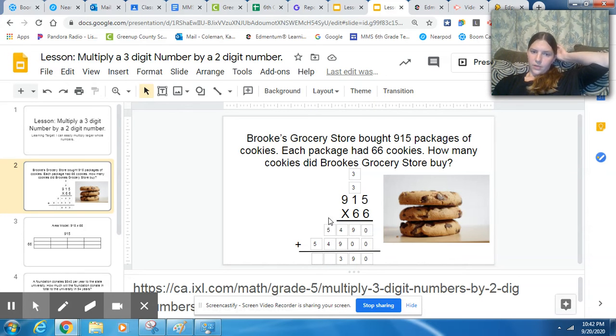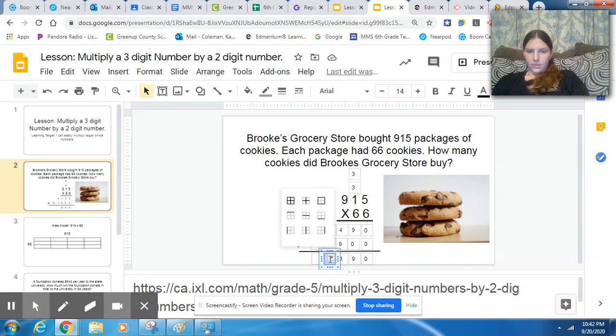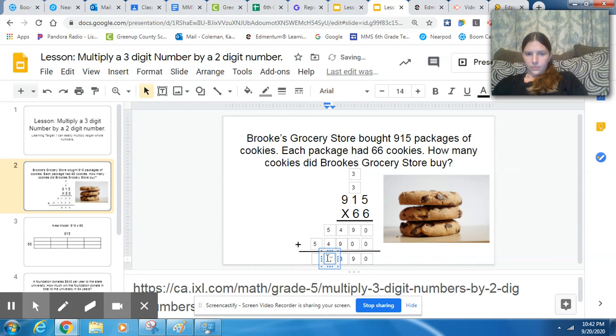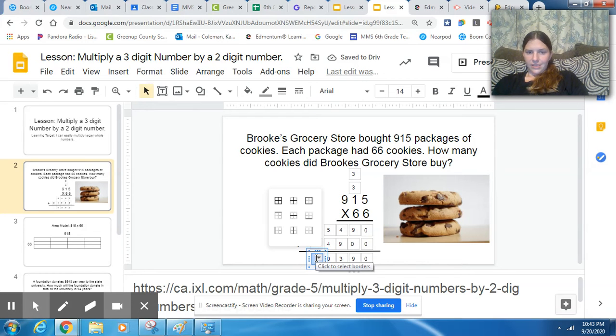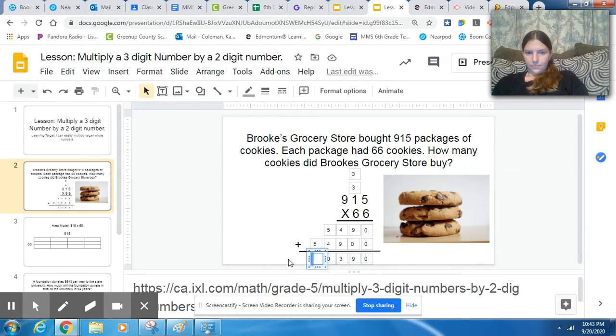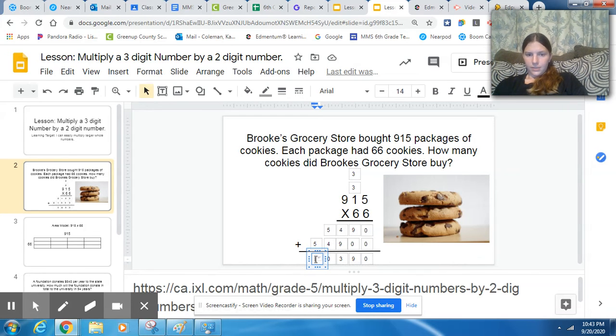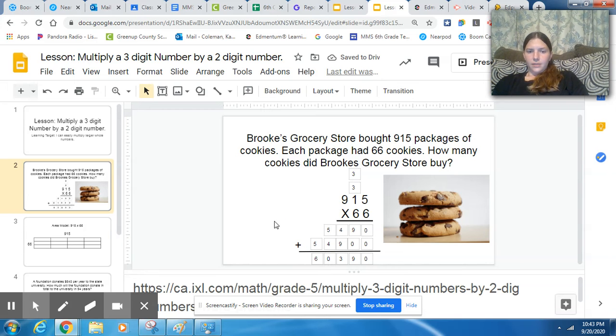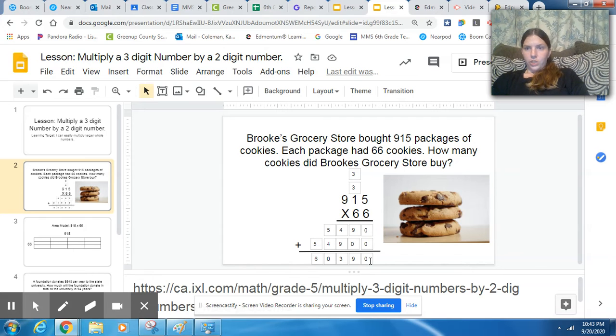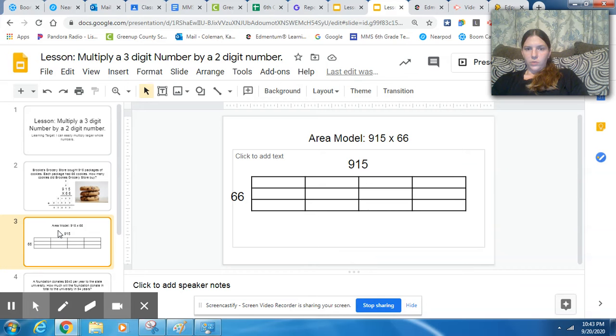So if there's a 1 up here, plus 5 is 6, plus 4 is 10. So I'm going to put my 0 down here. And if I carried a 1 above the 5, it would be 5 plus 1, and that would be 6. So my answer would be 60,390. I'm going to check my work by using another algorithm, and this is the area model of multiplication.